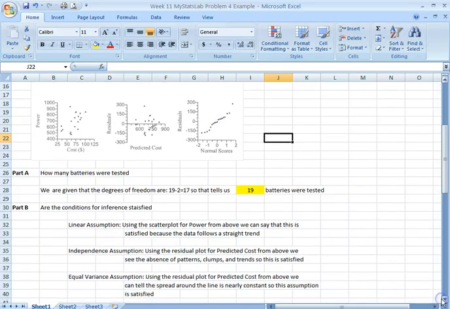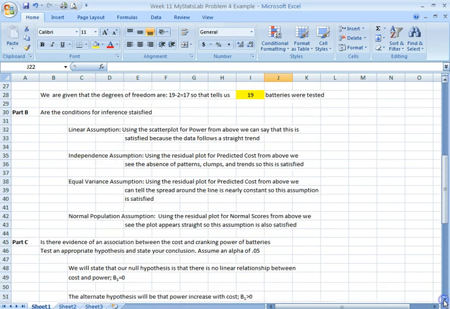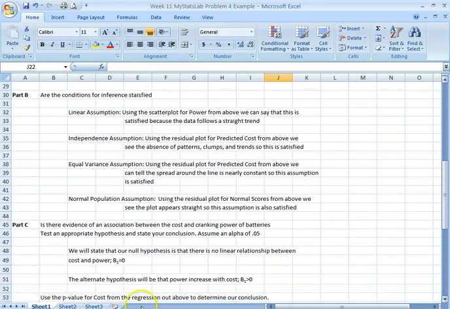Okay, moving along. Part C. Is there evidence of an association between the cost and cranking power of batteries? We're to test an appropriate hypothesis and state your conclusion, and we're going to assume that alpha is 0.05. So we're going to start off by stating our null hypothesis is that there is no linear relationship between cost and power. B sub 1 equals 0. And if that's the case, then our alternate hypothesis will be that power increases with cost. So B sub 1 is going to be greater than 0.